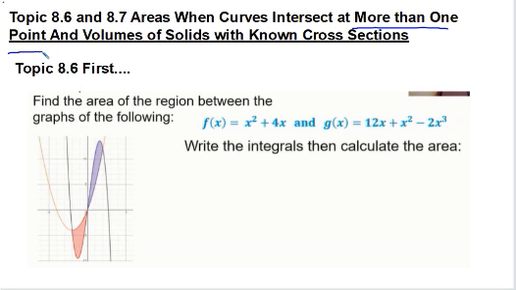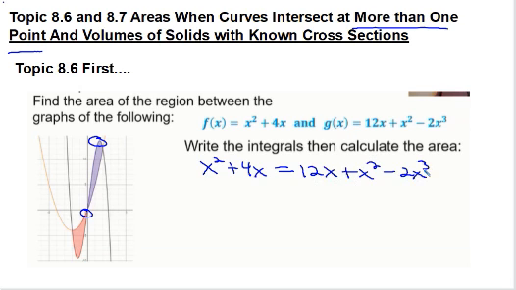So if we're finding the area of the region between these graphs, and I've got those graphs shown there, write the integrals, then calculate the area. Well, we need to find these limits of integration. All right? So we need to set these two functions equal to each other and solve them. All right?